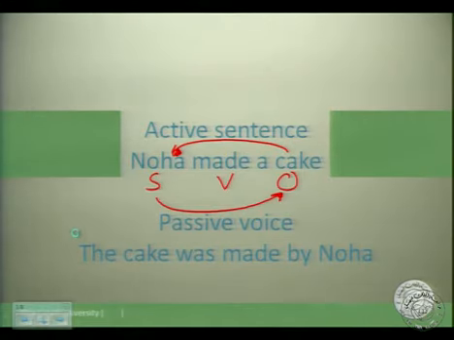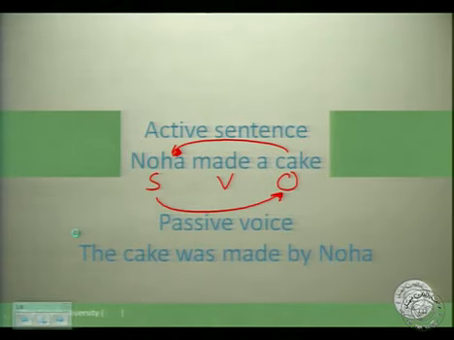So let's see the second sentence. A cake becomes the cake was made by Noha. Noha made a cake. Here a cake means just one cake, and we don't know the cake. Why? Because it's just any cake. If we say Noha made the cake, so we are talking about a specific cake. It's in front of us. Or probably because it is the first mention of that cake, we say Noha made a cake.